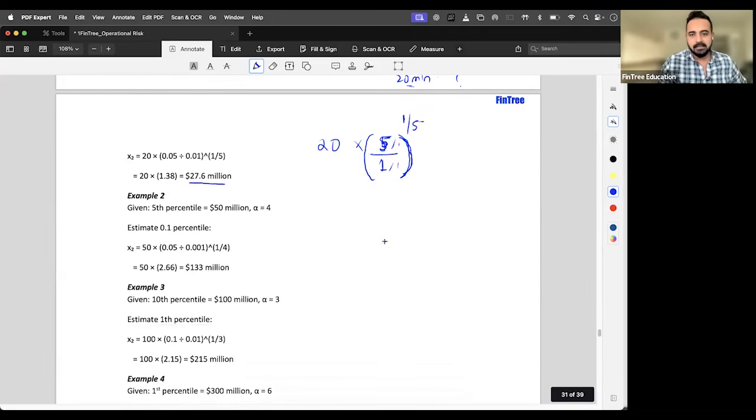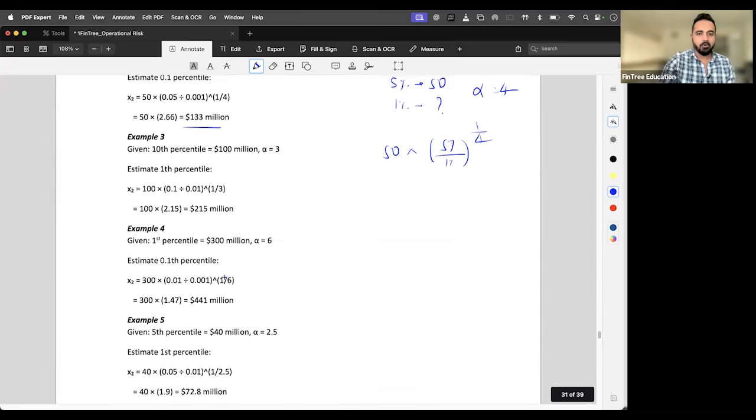One more example. Let's assume the fifth percentile is 50. How much would be the first percentile? Alpha value being 4. So I'll say, okay, 50 multiplied with 5% by 1% raised to 1 by 4, right?